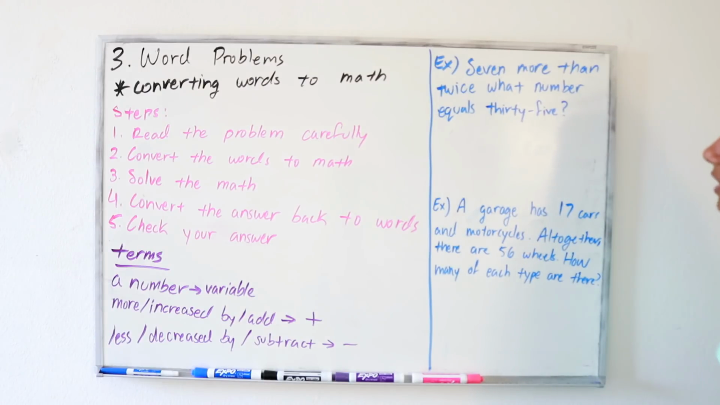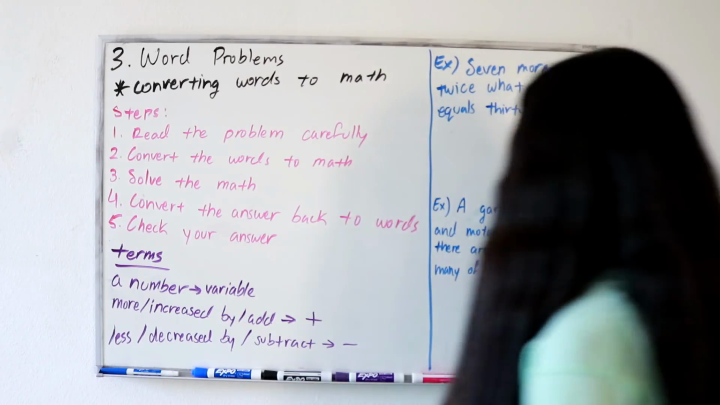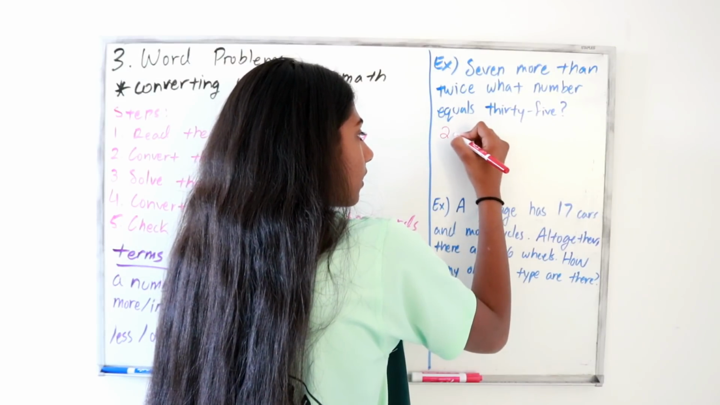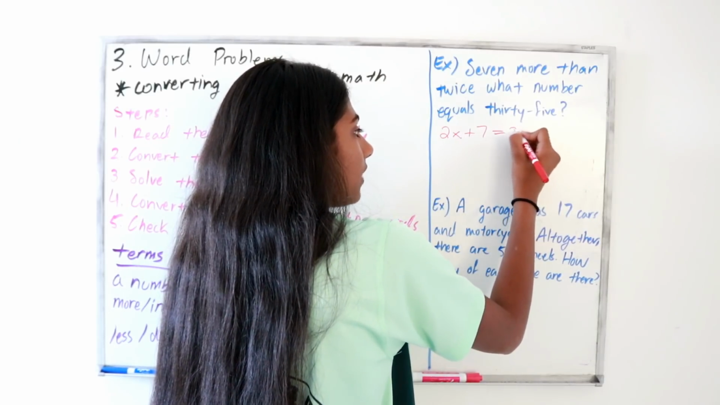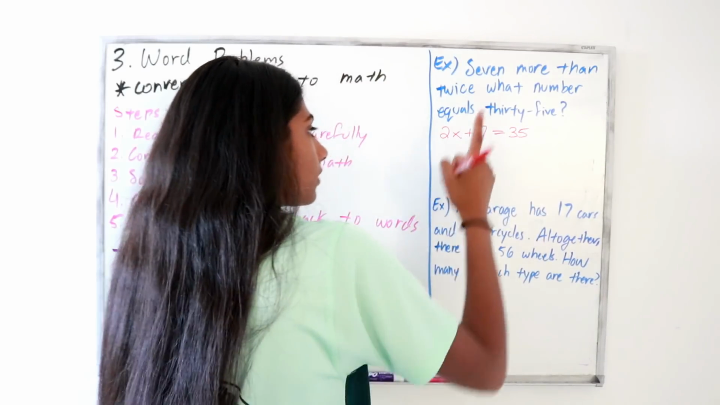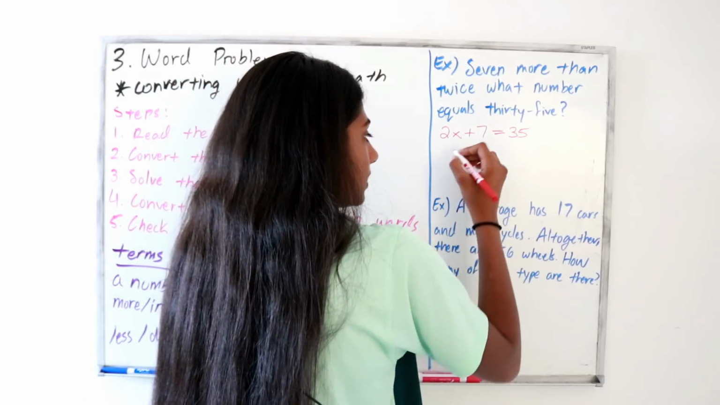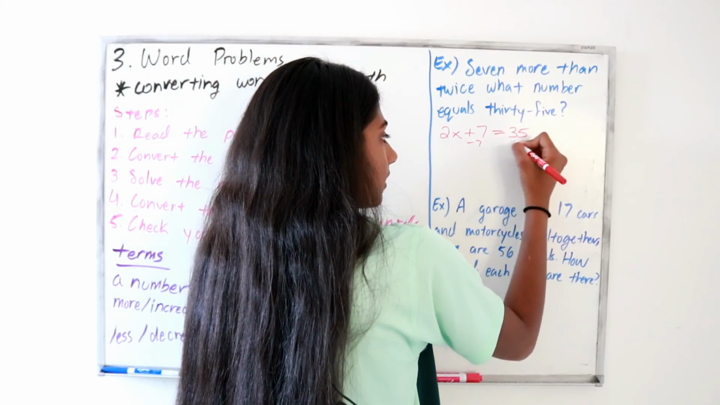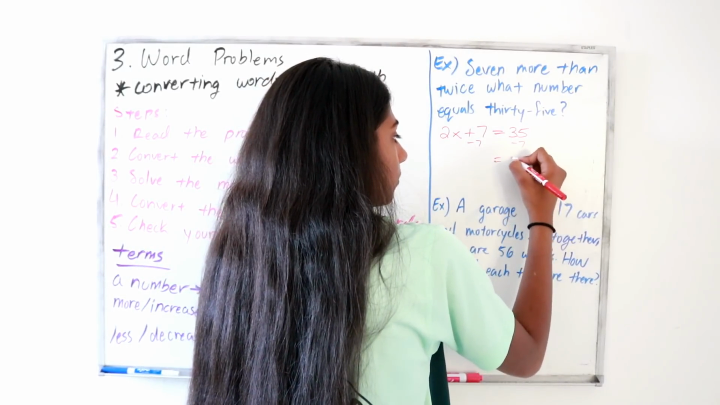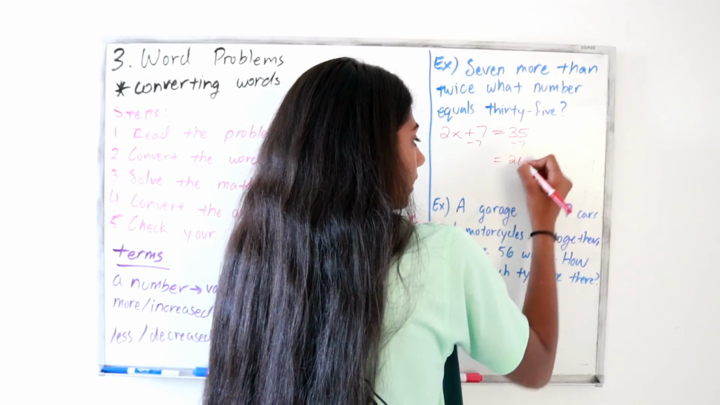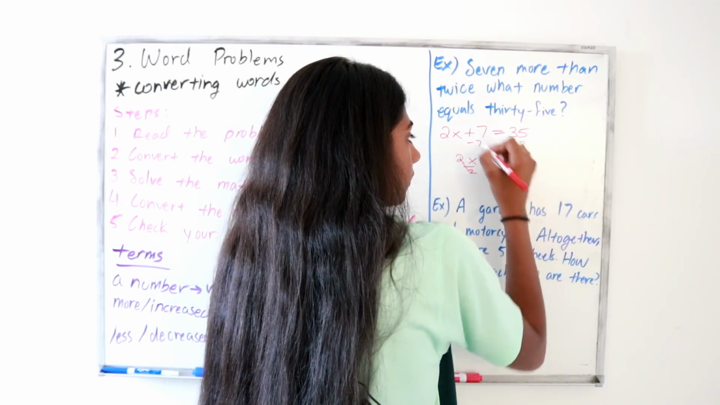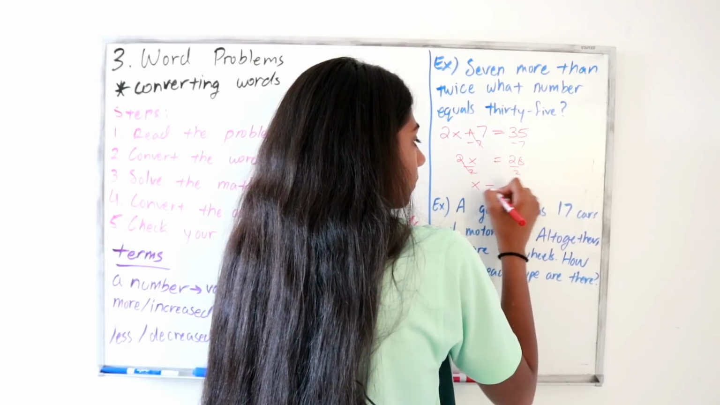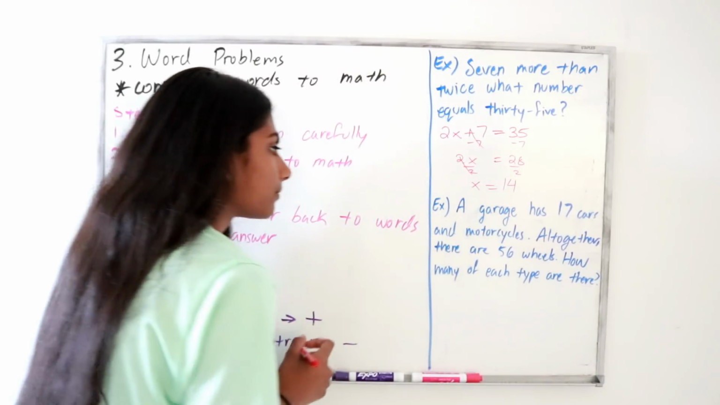First, 7 more than twice what number equals 35? So you're going to do twice a number, and then add 7 to that, and it has to equal 35. And now it's asking you for that number. So we're going to do just like what we did before. We're going to isolate the variable. So minus 7. That equals 28 for 2x. And then divide by 2. Divide by 2. And then x equals 14.